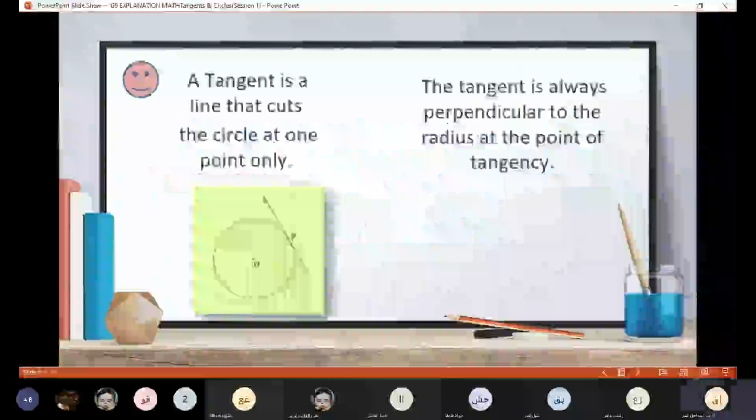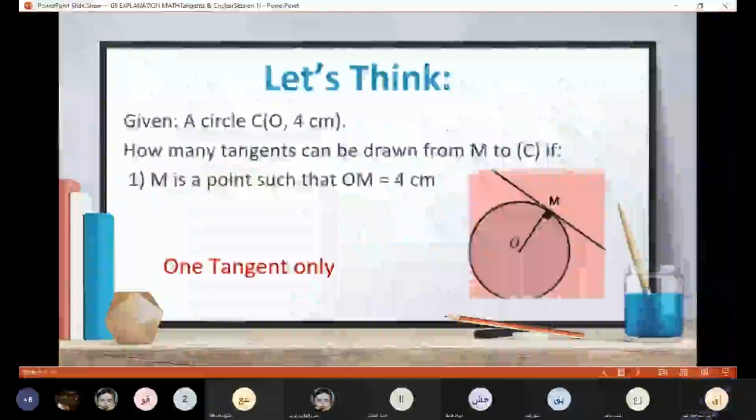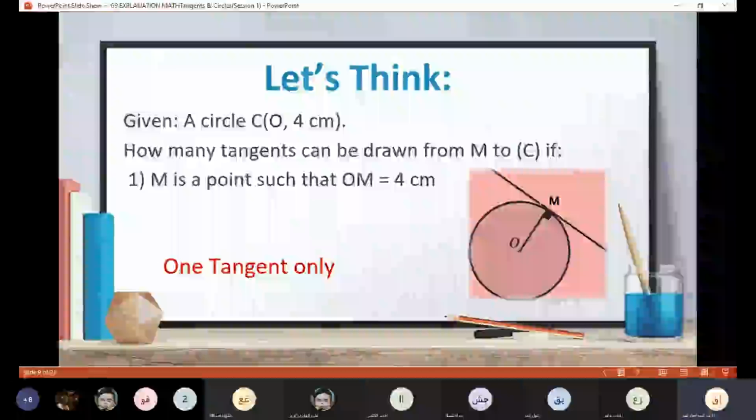How many tangents can be drawn from M to C if M is a point such that OM equals 4 centimeters? So we say one and only one tangent. And how do we know it is a tangent? It is perpendicular to the radius at M, perpendicular to the radius at the point of tangency.